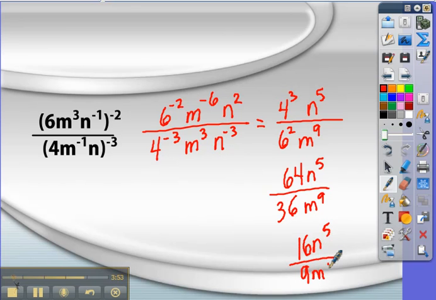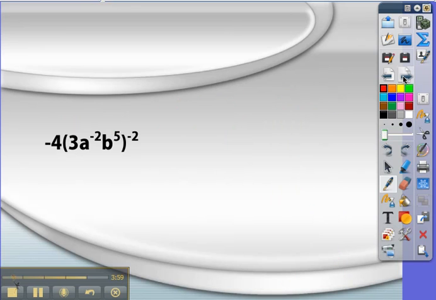Okay. One more problem. This one's not a fraction, but because of the negative powers, it's going to turn into one. So when I look at this, I have the -4, but the -2 power only goes on what's in the parentheses. So I'm going to leave that -4 hanging out there and ignore that for right now. And then I've got my 3 to the -2nd, my a to the, ends up being a +4th when I multiply those powers, and a b to the -10th.